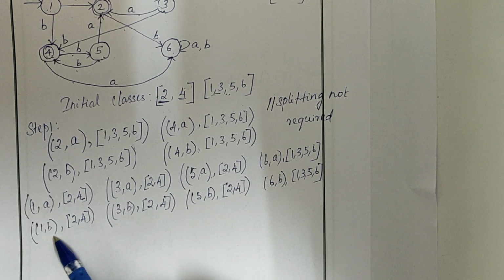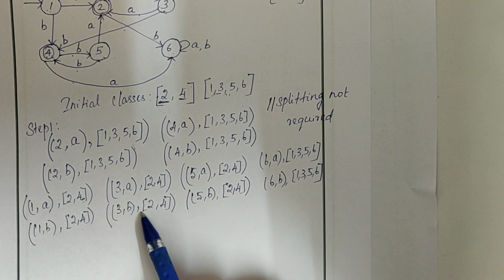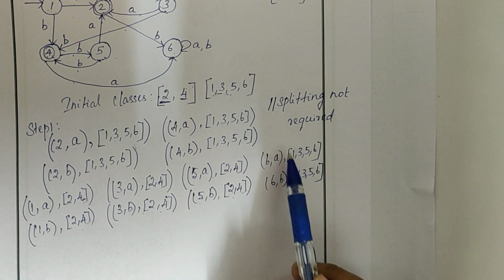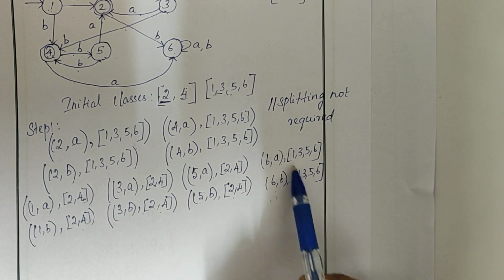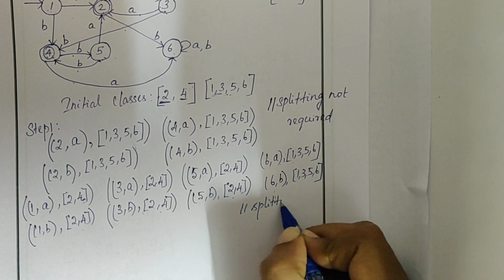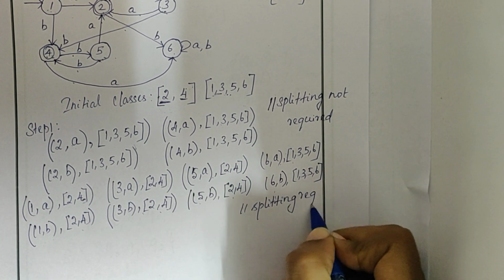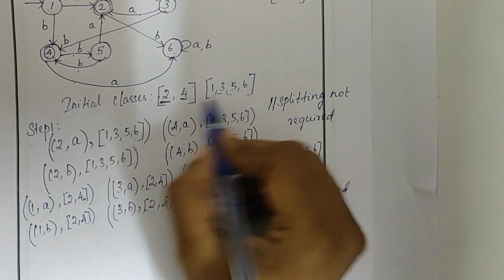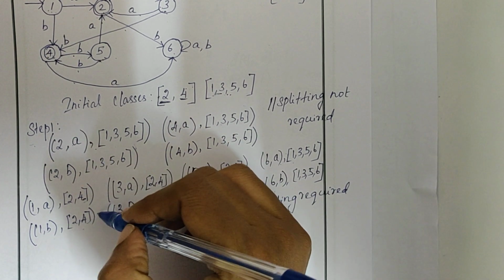1 state, when it takes B input, is moving to final. 2, when it takes B input, is moving to final. 5 is moving to final, but this 6 is moving to non-final. So here I should write splitting required, right? In step 1 I had only 2 classes, both of which I have completed.